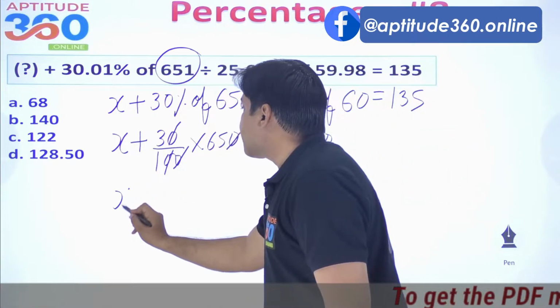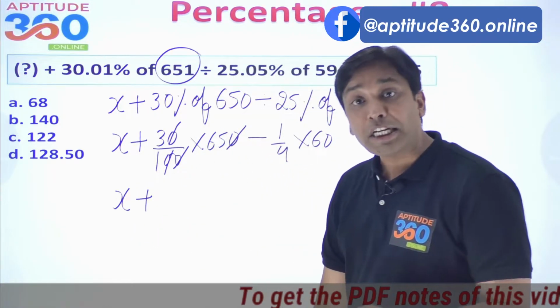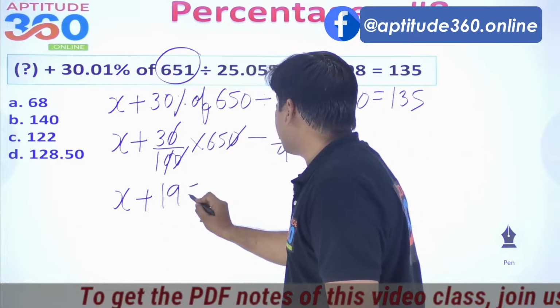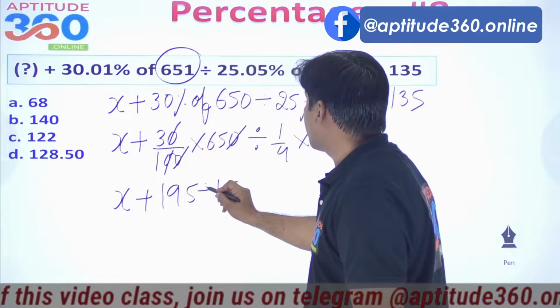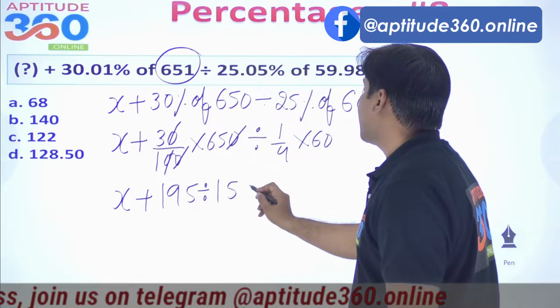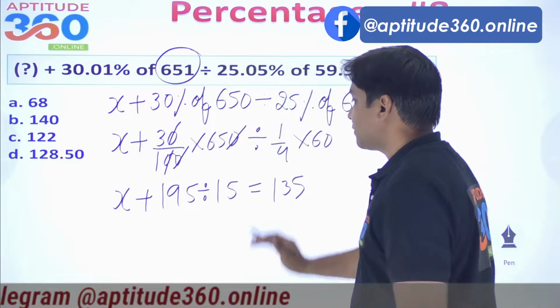Now x plus this value, 3 into 65, is going to be what? 195. This is 15, but this is mark of division. But then this is mark of division, and that value is coming out as 135. Now this is what you have.